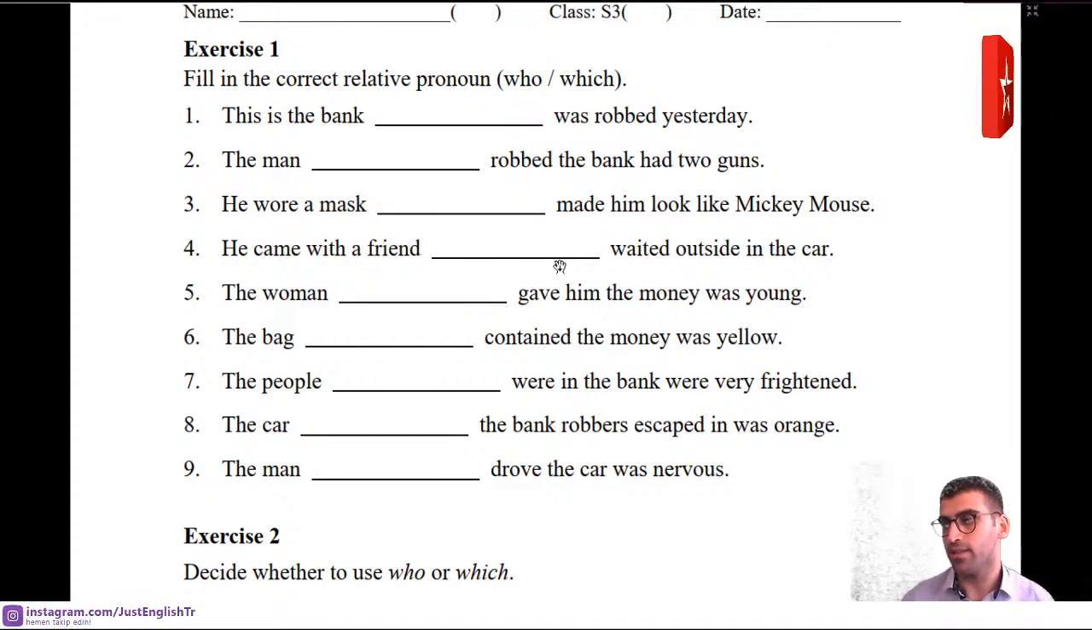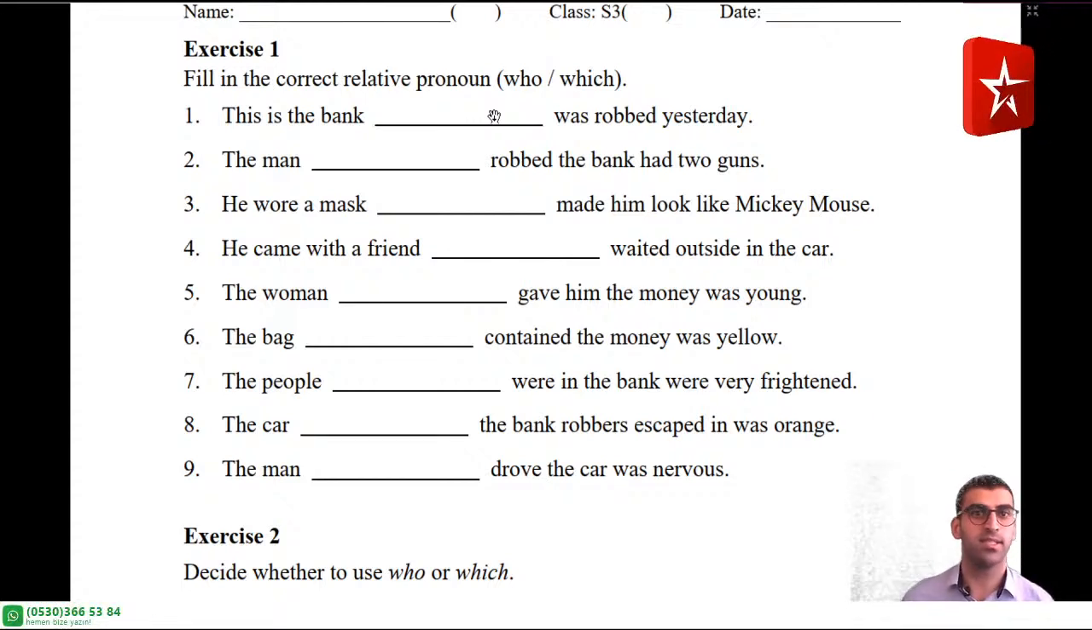So for number 1, of course, the bank isn't a person. That's why who can't be the correct answer. So the correct answer is which. And also we can use that in this case. Like this is the bank that was robbed yesterday, or this is the bank which was robbed yesterday. So which is the correct answer. And number 2, the man robbed the bank had 2 guns. Number 2, for this sentence, who or which and why.